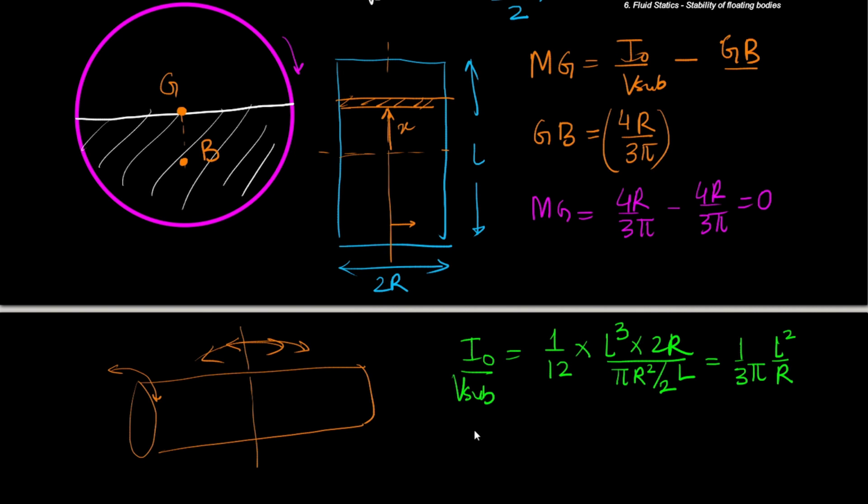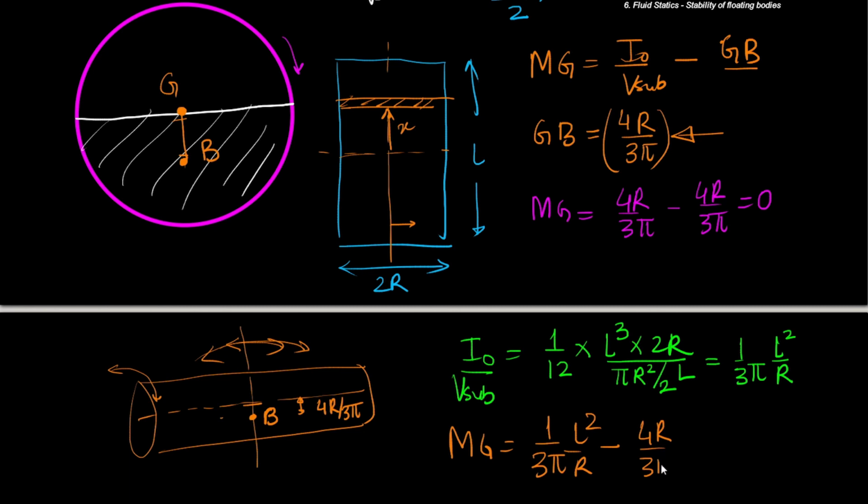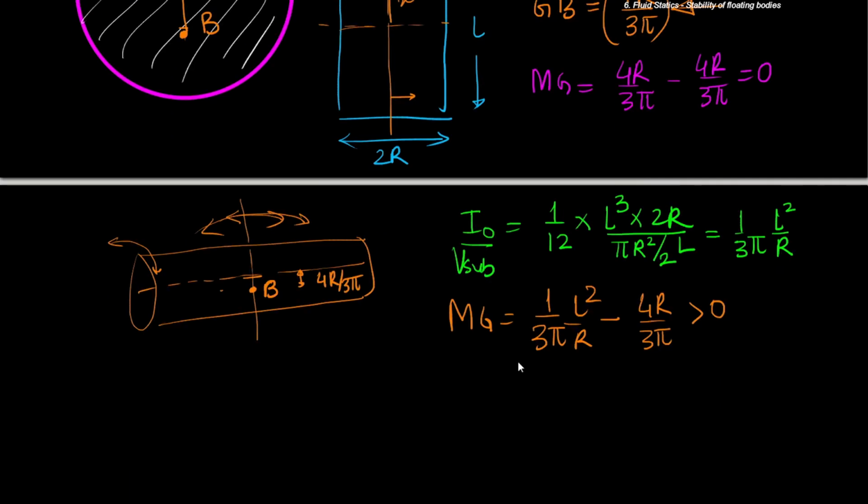And the height of the point of buoyancy is still going to be equal to this. That is, this distance is same in this view also. Okay, it will be somewhere over here. So this distance is 4r upon 3 pi. So mg in this particular axis of tilting will be 1 over 3 pi L square upon r minus 4r upon 3 pi. This has to be greater than 0, and this implies, so 3 pi gets cancelled, so to say, and this gives L square greater than 4r square, that is L should be larger than 2r.